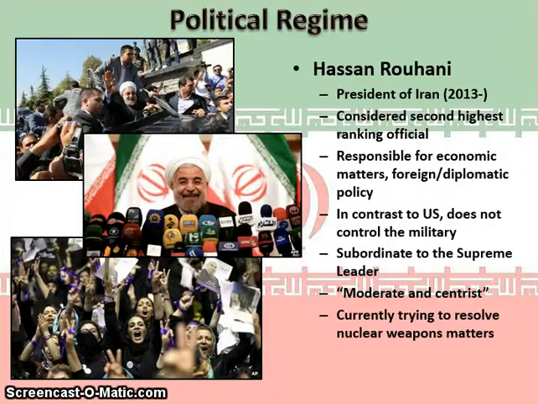So to start off with, for the political regime, we have President Hassan Rouhani, who was recently elected just this year in 2013. Although I put him on the first slide, he is the second highest ranking official, and I'll kind of explain why on a later slide. He is responsible for economic matters, foreign and diplomatic policy. So in contrast to the U.S., he's not responsible for as much as the United States president, especially controlling the military. He's subordinate to the supreme leader, and he's considered a moderate and a centrist, just basically based on the women's rights that he's been trying to push for recently, and he is trying to resolve some nuclear weapons matters.